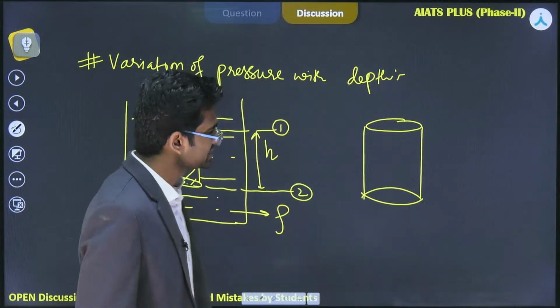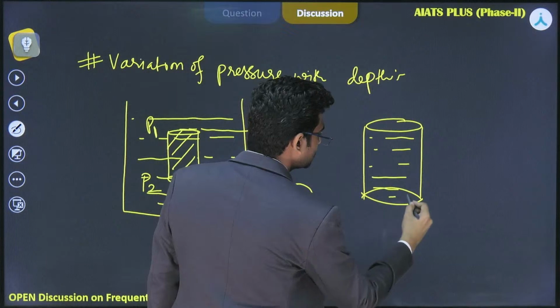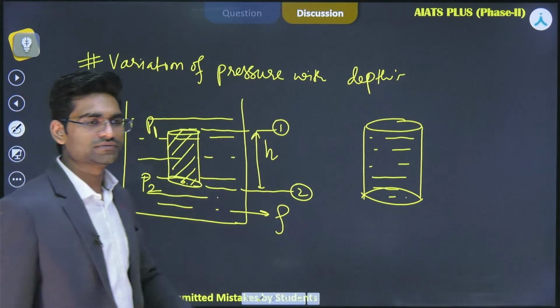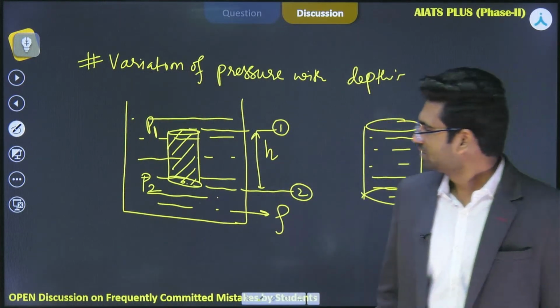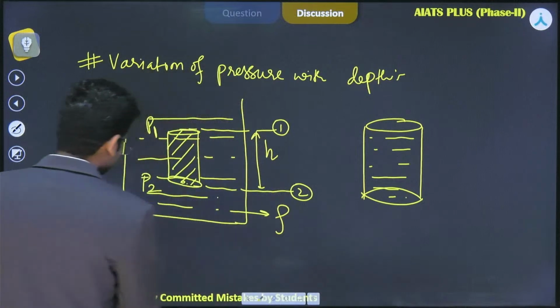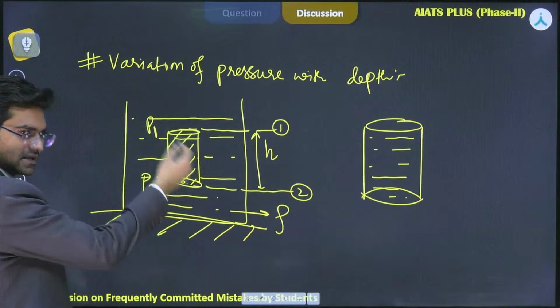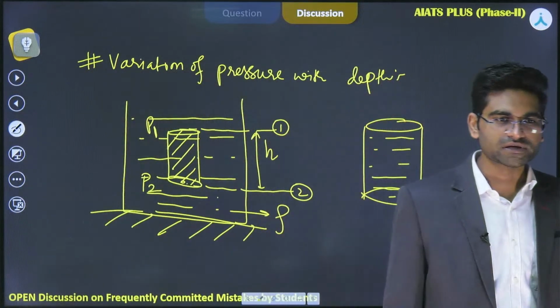Okay, so what is happening here? There is liquid inside the cylinder. Can you tell me whether this cylinder is in equilibrium or not? If we put this container on a surface and we are not accelerating this cylinder or this beaker, then obviously the cylinder should be in equilibrium, right?